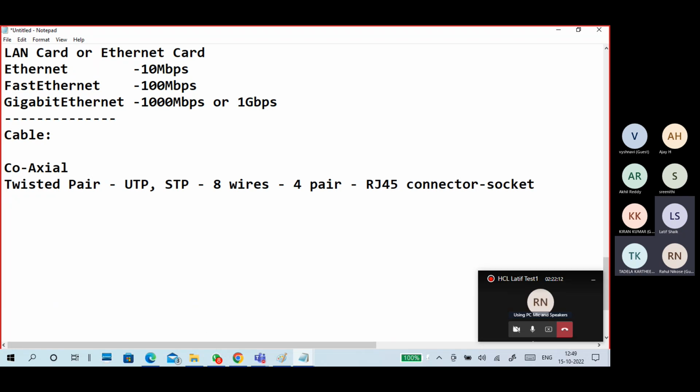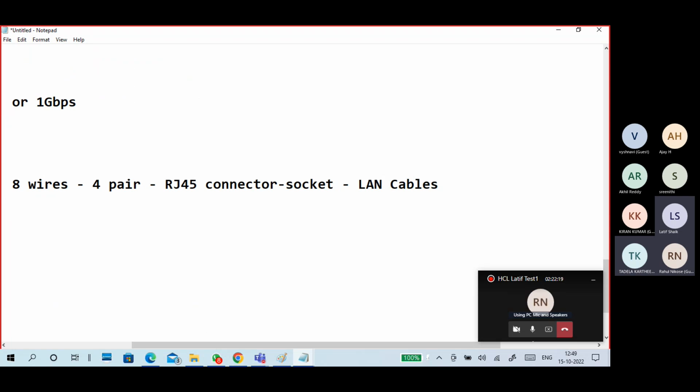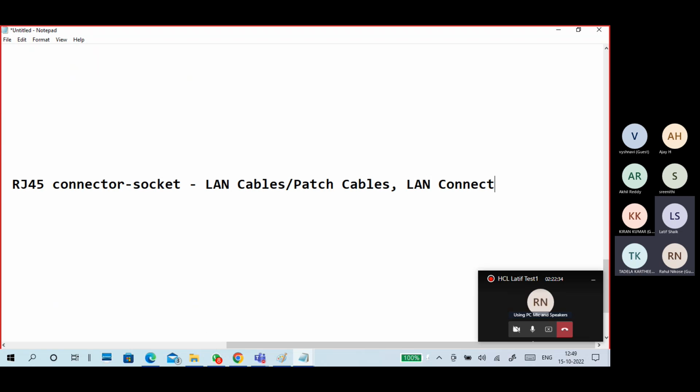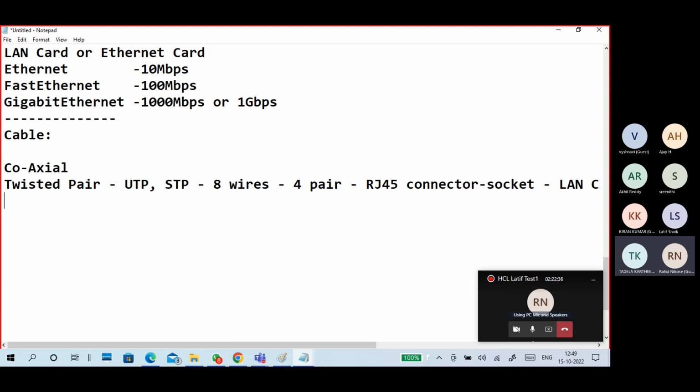RJ45 or LAN connector. You can see it's a LAN connector. LAN cables, generally we call these LAN cables, patch cables. The connectors we call LAN connectors. Then there is fiber optic, or optical fiber cables.